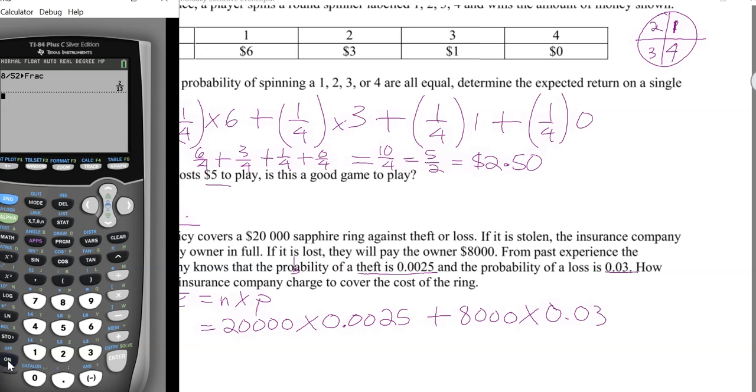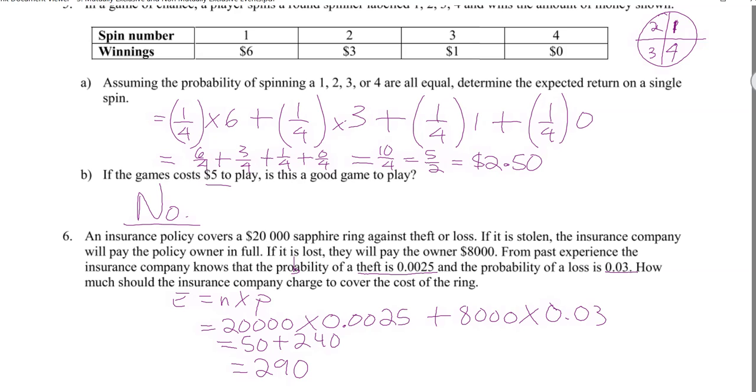So let's work this out. 20,000 times 0.0025. Now we can do these separately just to kind of see. So that would be 50 plus 8,000 times 0.03, which would be 240. So $290. So for every sapphire ring that they insured, the expected amount they would have to pay out would be $290.